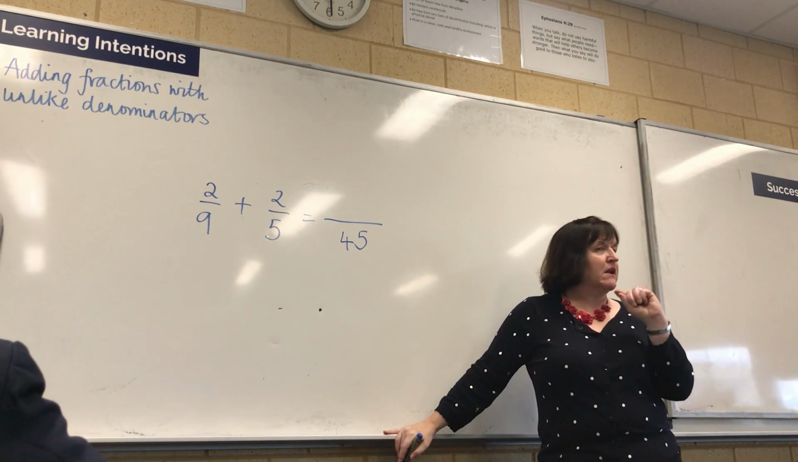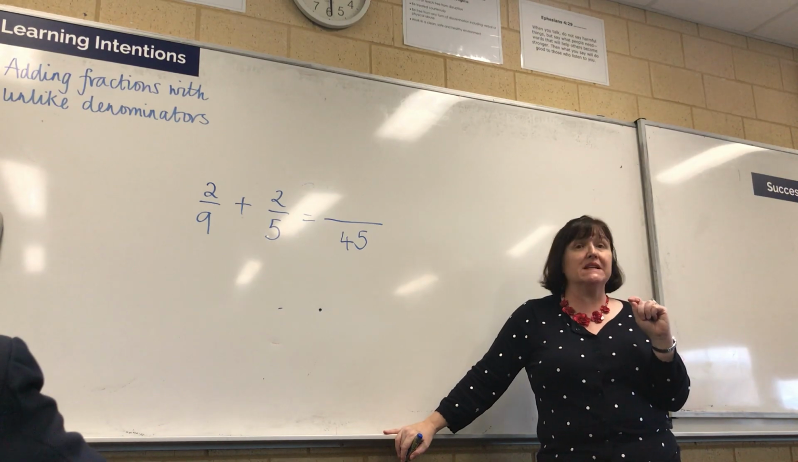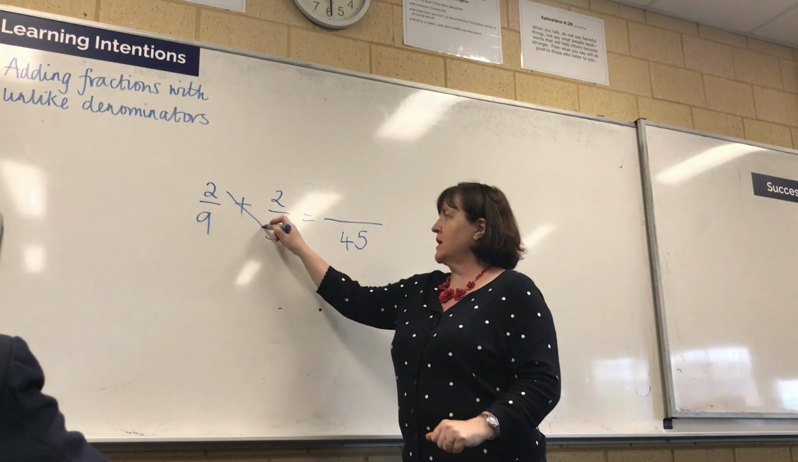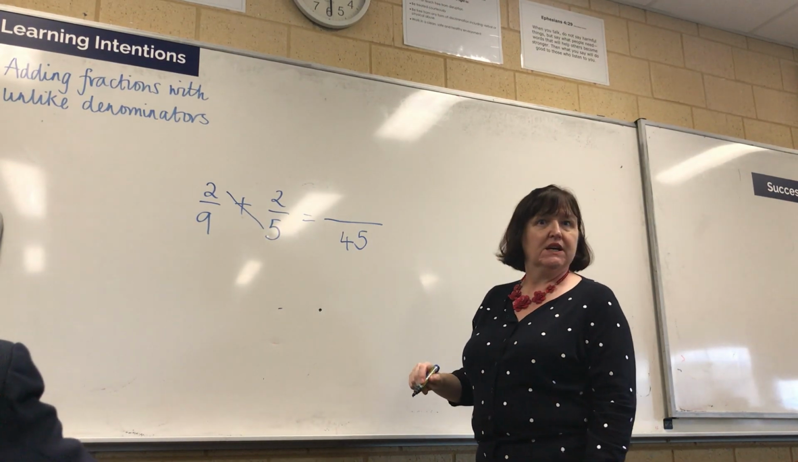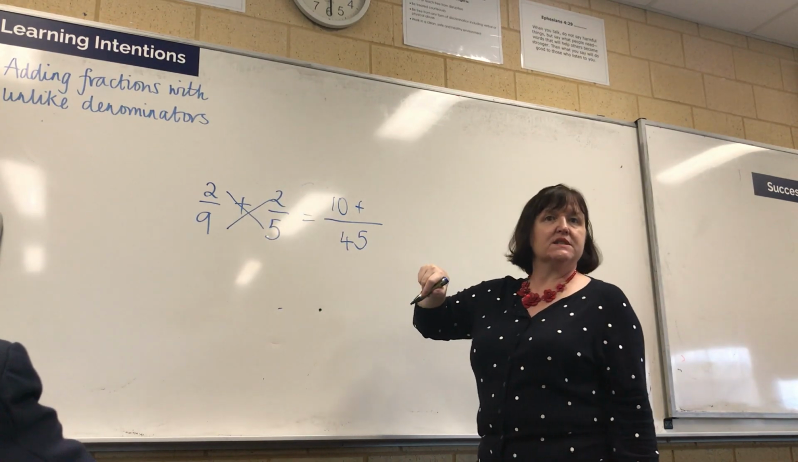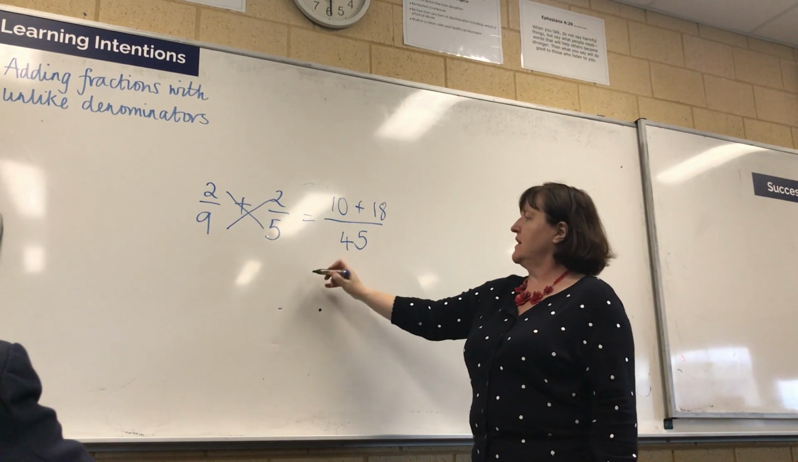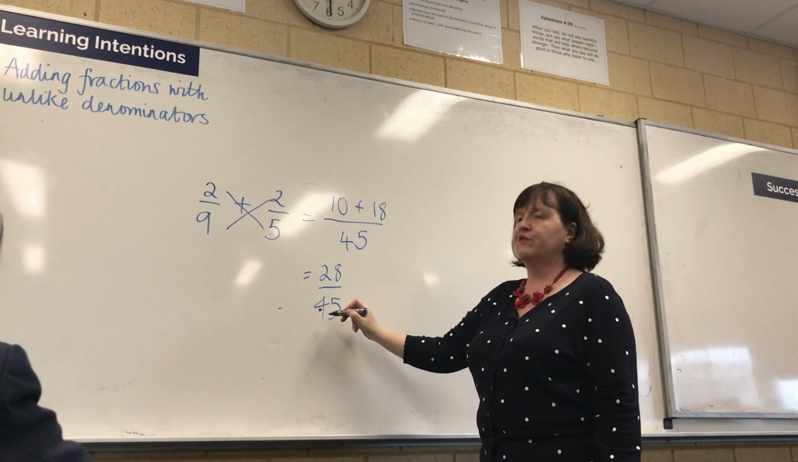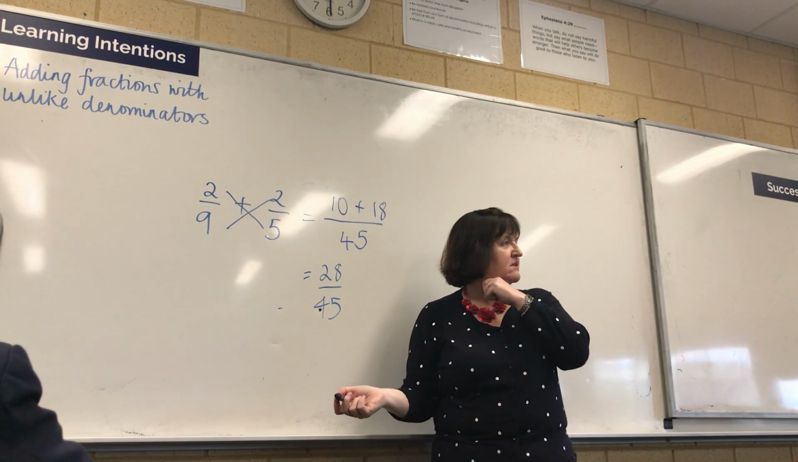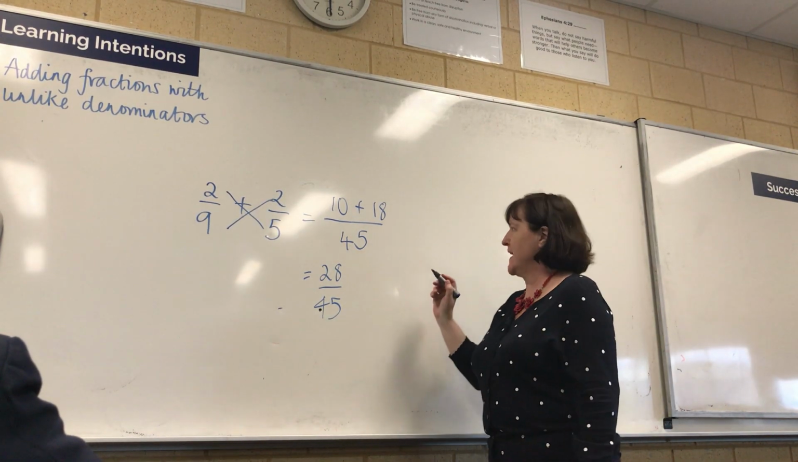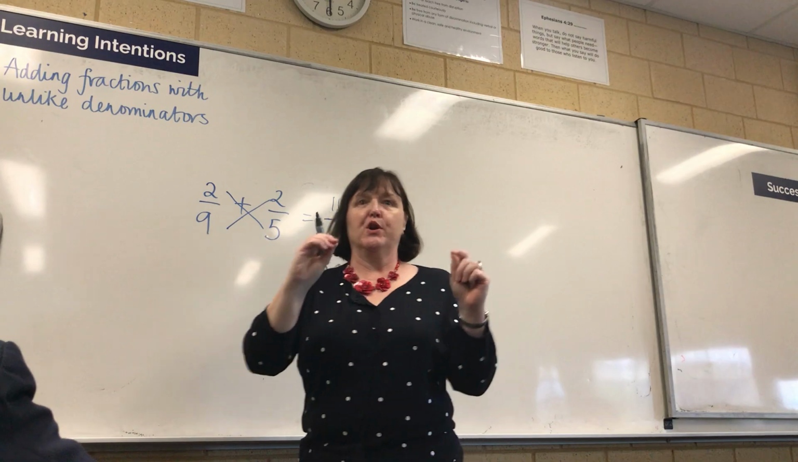Okay, so we've multiplied the denominators together. That means that we can cross multiply. So 2 times 5 is 10. 9 times 2 is 18. And then we just add them together. 28 over 45. Can we simplify that? No, because they've got no common factors. Okay. Right then. Let's take it up a notch.